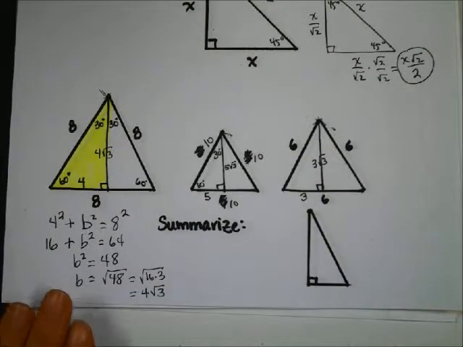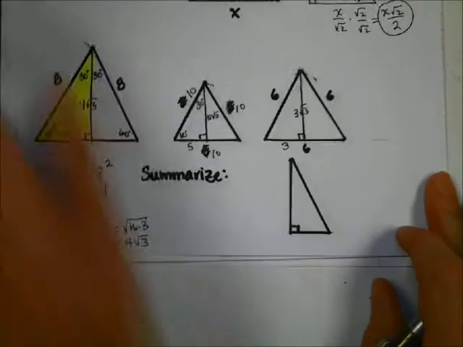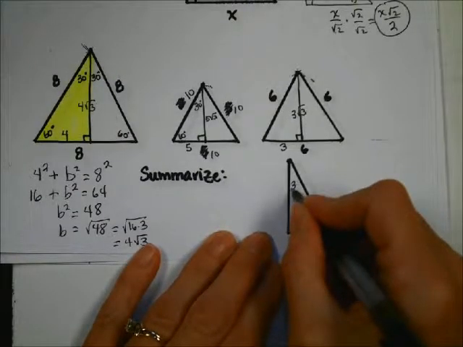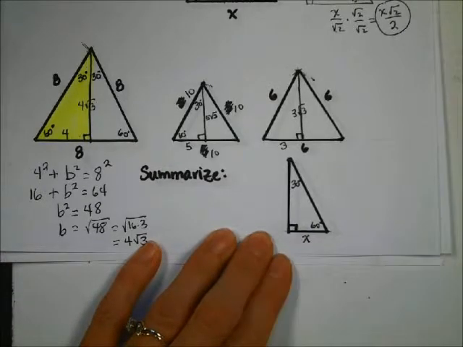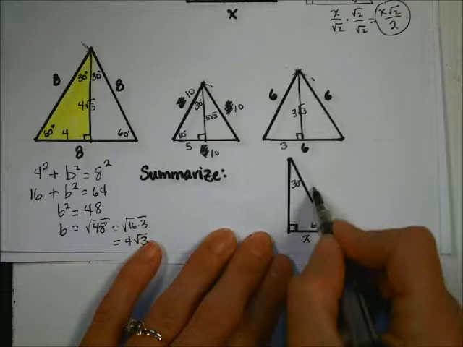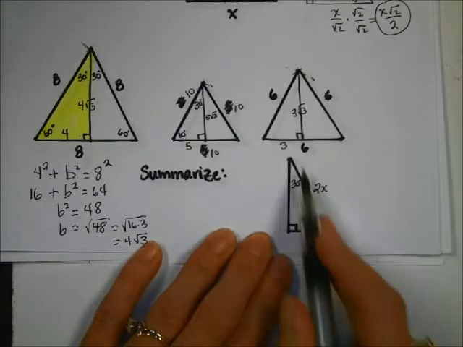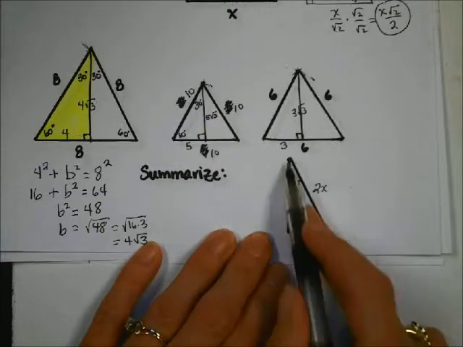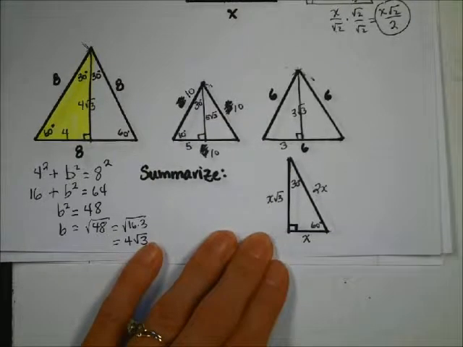So to summarize that information, if this is the 30-degree angle and this is the 60-degree angle, if I give you the short leg, then you can find the hypotenuse by doubling it. 2 times that number will give you the hypotenuse. And you can find the long leg by multiplying by the square root of 3. So that makes it fairly easy to solve, especially if I give you the short side.